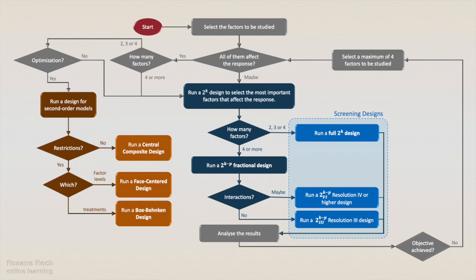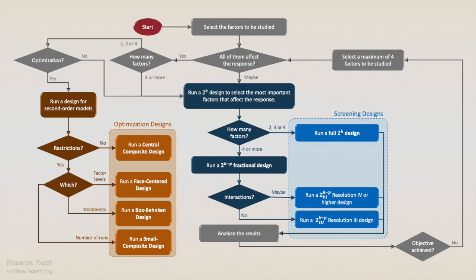Finally, if we have limitations about the number of runs, and this is usually when we have 4 factors being studied, then we can run a small composite design that combines a fractional design and axial points. Any of these designs have 3 or 5 levels of the design factors and can be used to build a second-order model for process optimization, meaning a maximum or a minimum in the response.